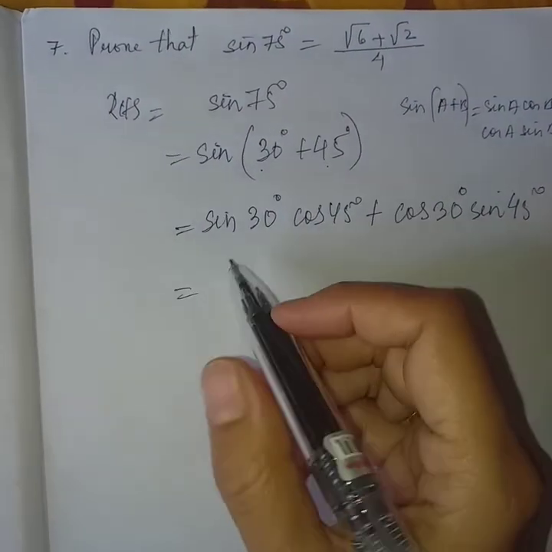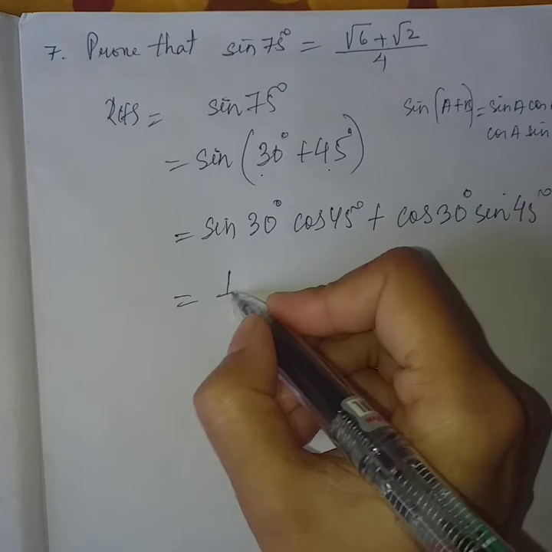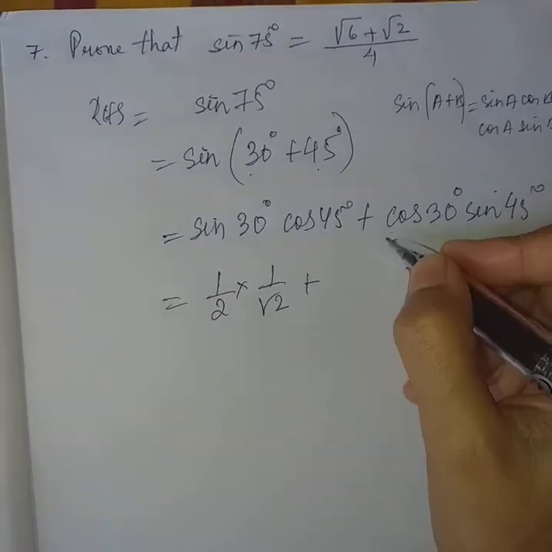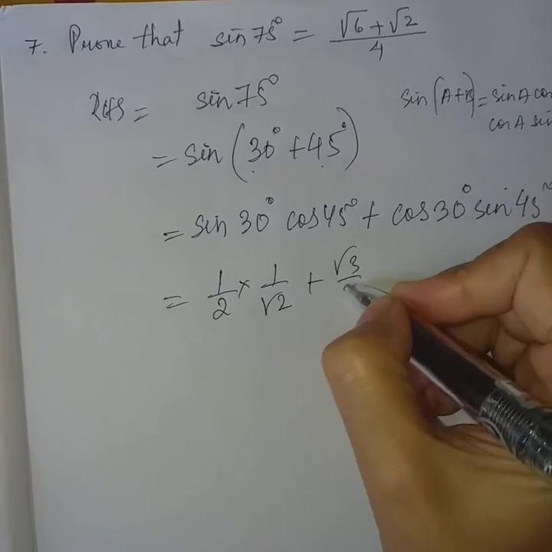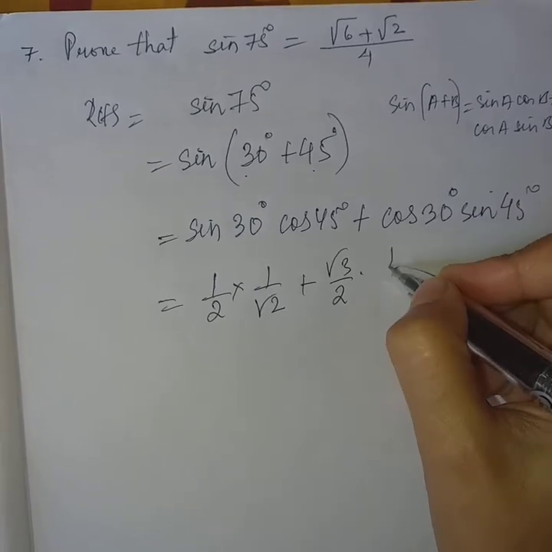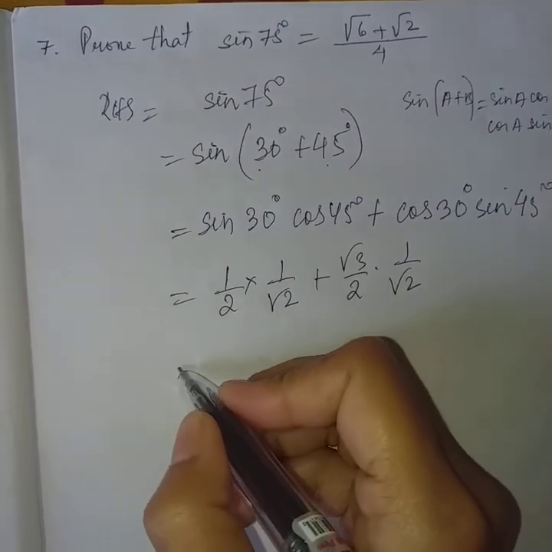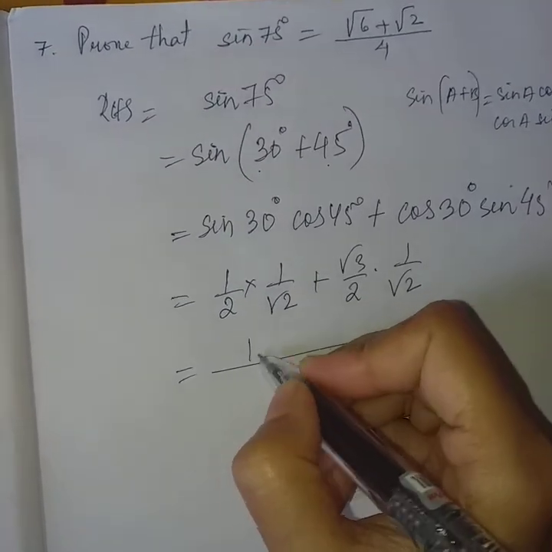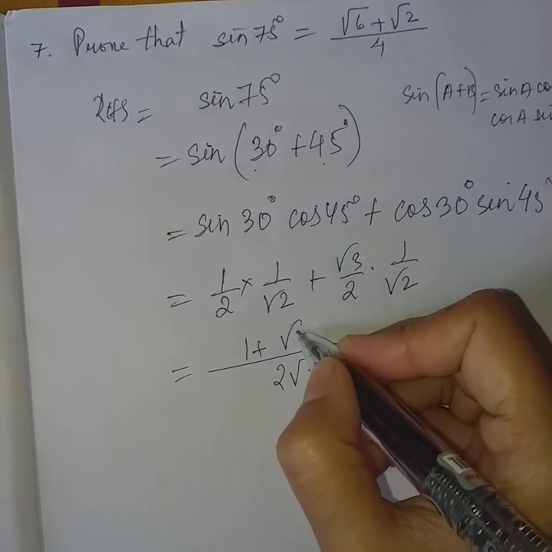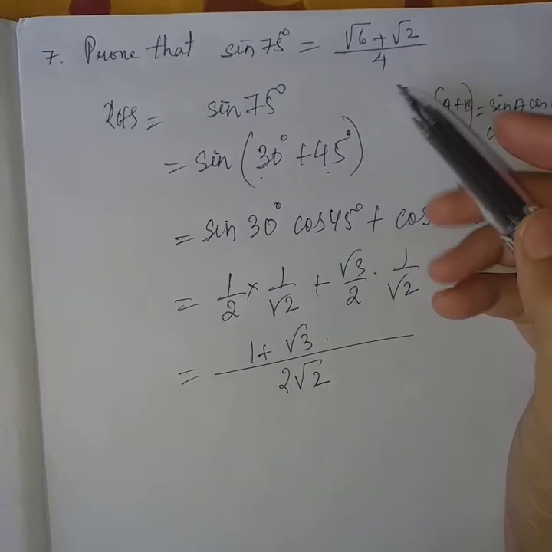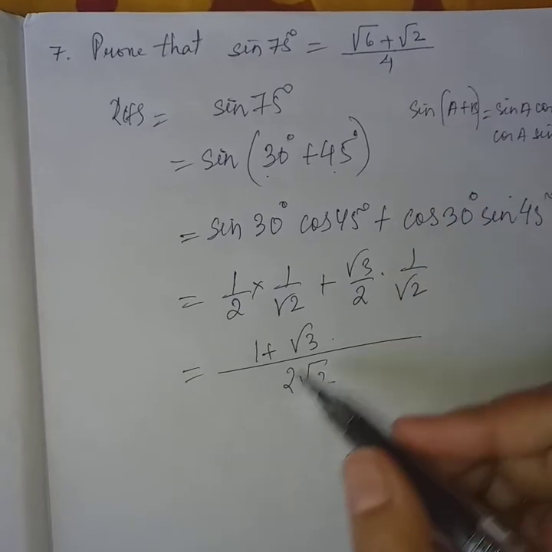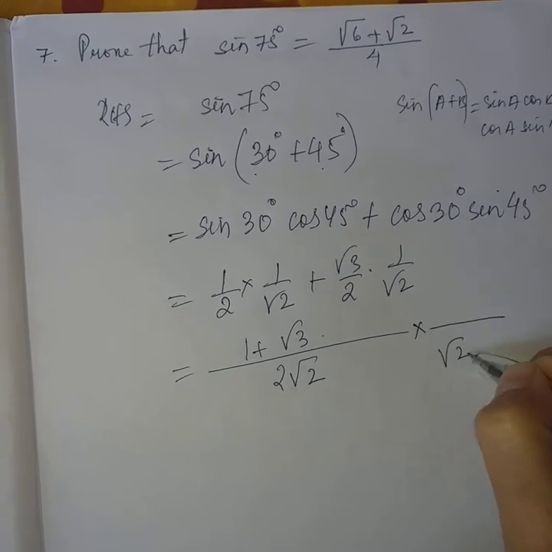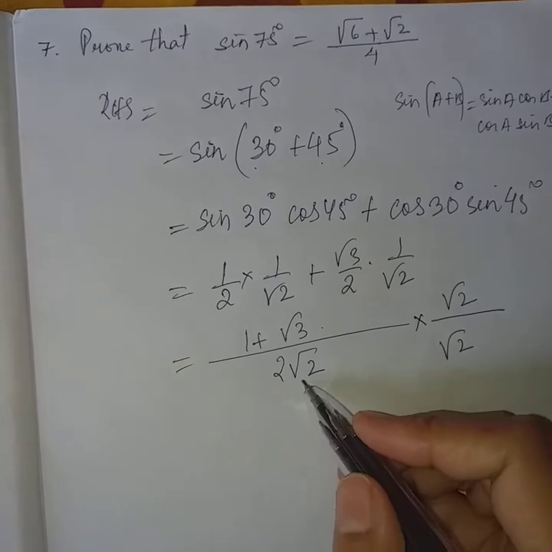So we have sine 30 degree is 1 by 2, cos 45 is 1 by root 2, and cos 30 is root 3 by 2, and sine 45 is 1 by root 2. So we take the LCM. This will become 1 plus root 3 divided by 2 root 2. Now this is not equal to the right hand side. We have to rationalize it. We can rationalize it by multiplying both the numerator and denominator by square root of 2.